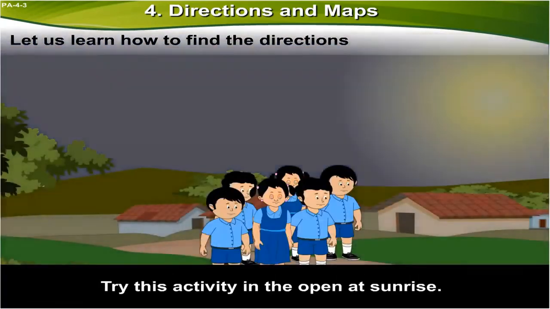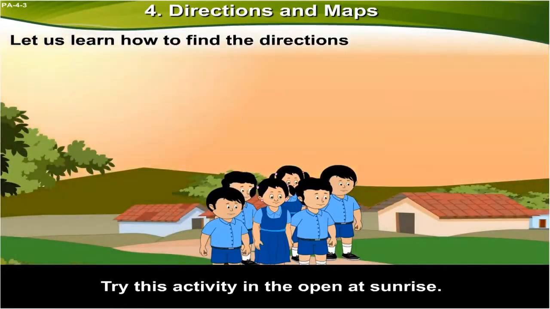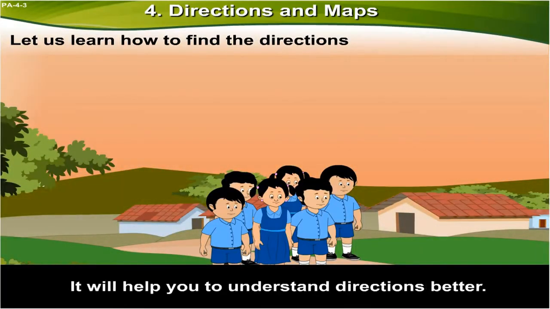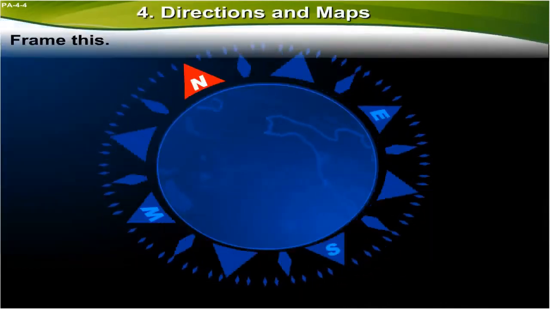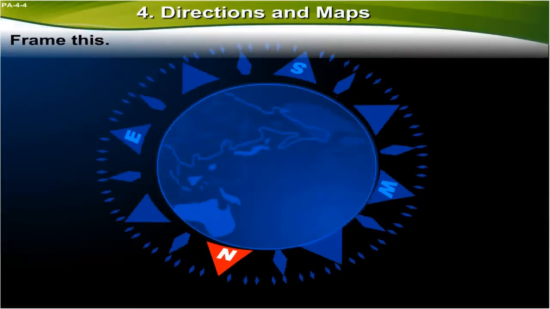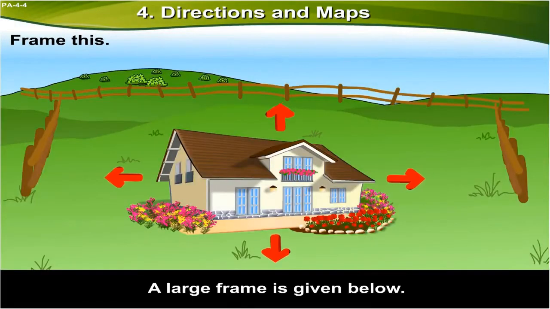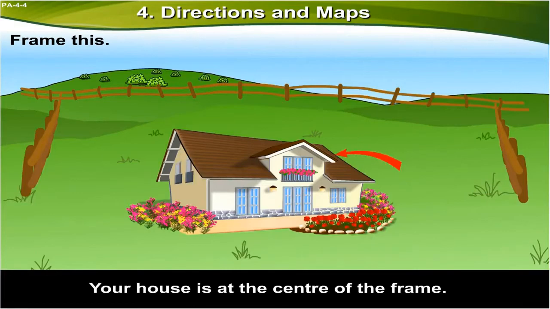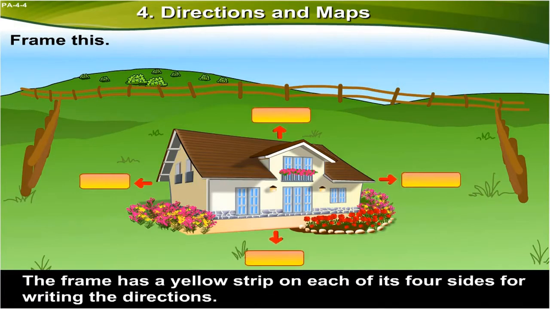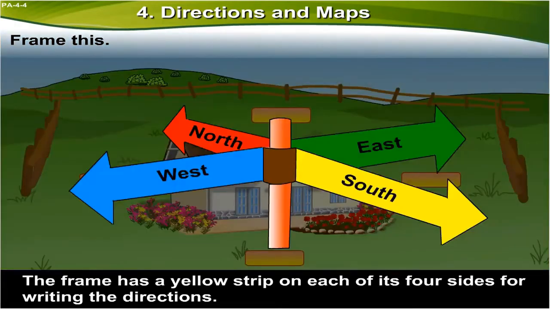Now try this activity in the open at sunrise. It will help you to understand directions better. Frame this. A large frame is given below. Your house is at the center of the frame. The frame has a yellow strip on each of its four sides for writing the directions.